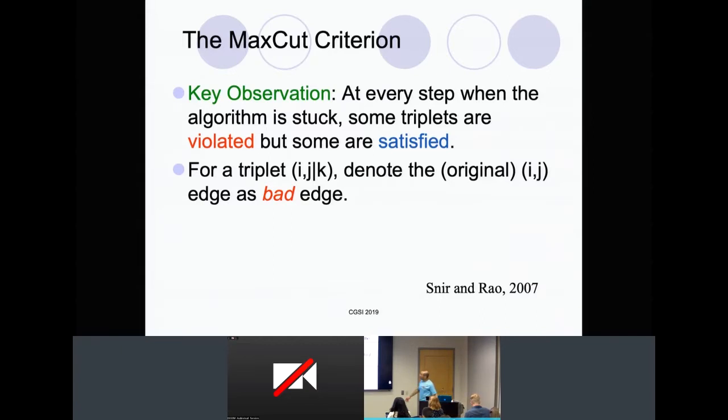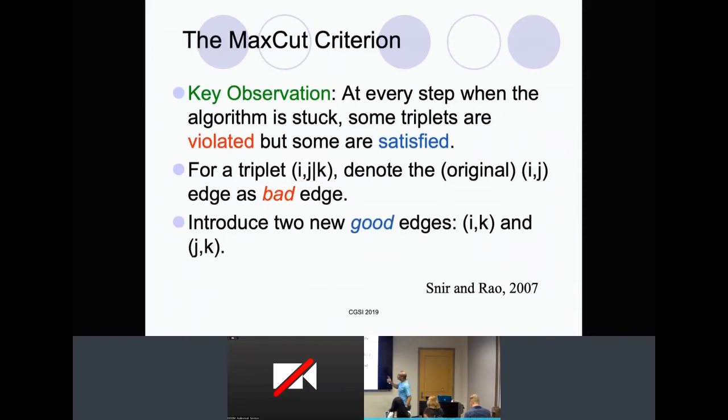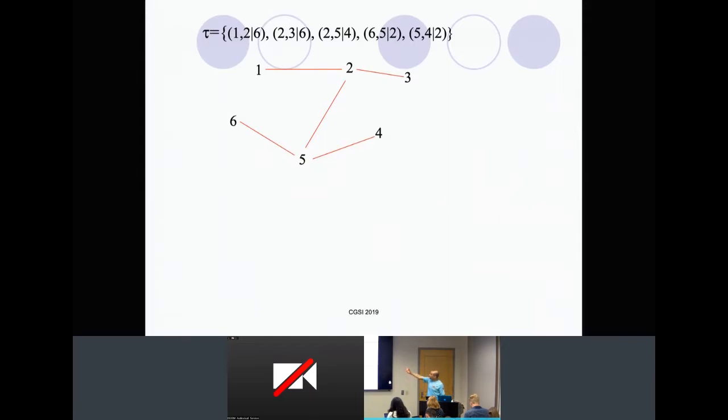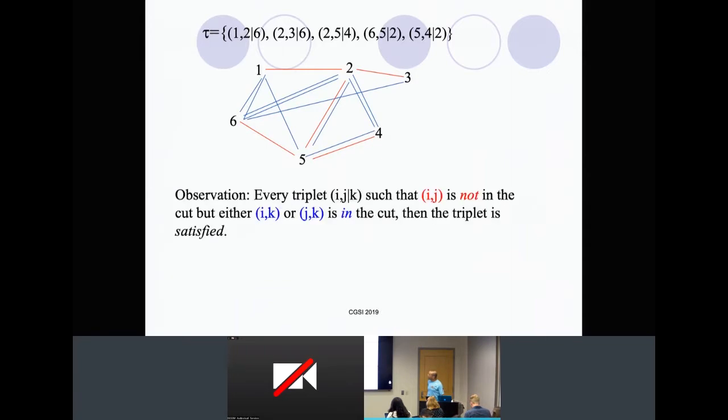So for a triplet IJK, like we saw, denote that these are bad edges, that we don't want to cut them, like the min cut. But we also have two new good edges, from I to K and from J to K. So this is the original AHO connectivity graph, but we add the good edges, all these good edges. And now the observation is this. Every triplet of the five that you see above, where the bad edge is not cut, but either of the good edges of that triplet is cut, this triplet is satisfied.